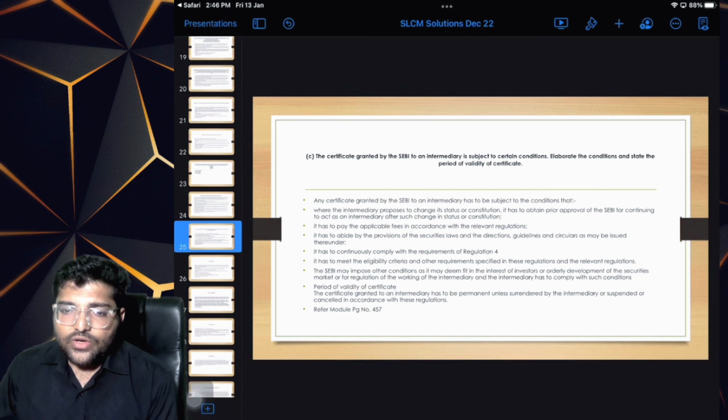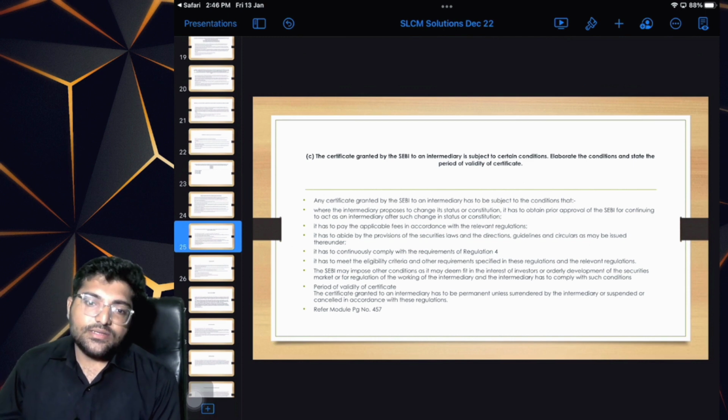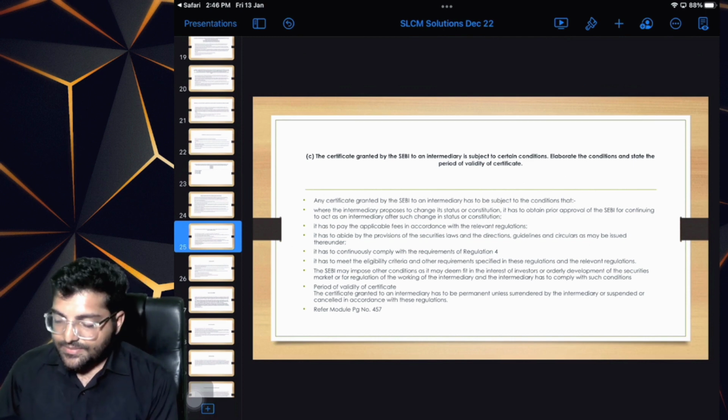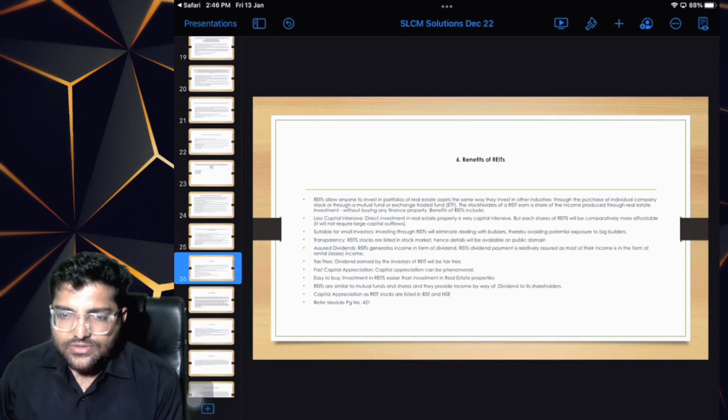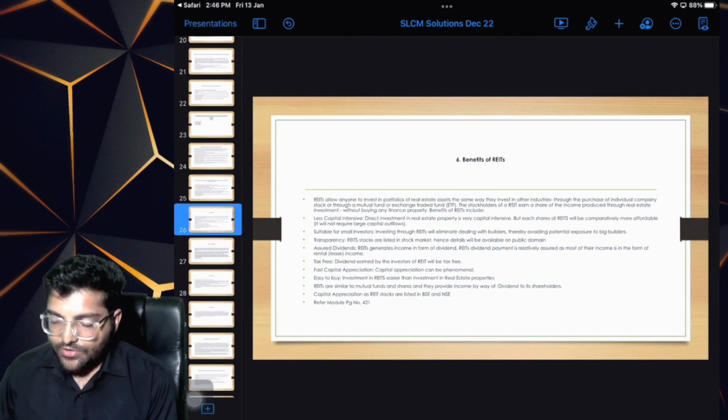For this, you need to refer to module page 457, where it is specified that you need to follow the conditions as specified by SEBI, and the period of validity of a certificate is permanent in nature unless it is surrendered or suspended by SEBI. Correct? And next is the benefits of the REIT, and this is also a direct question, so you can refer to module page number 421 for this.